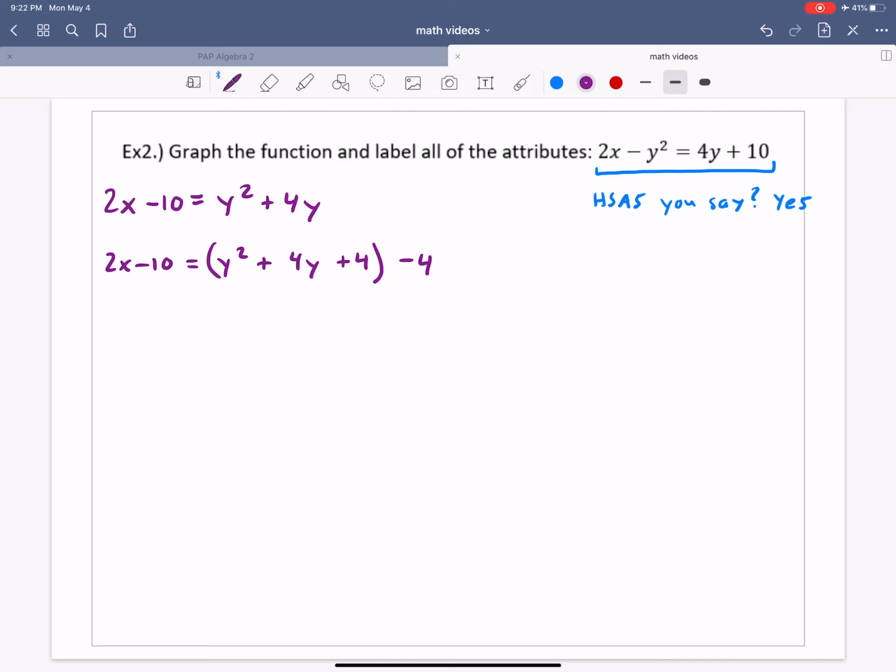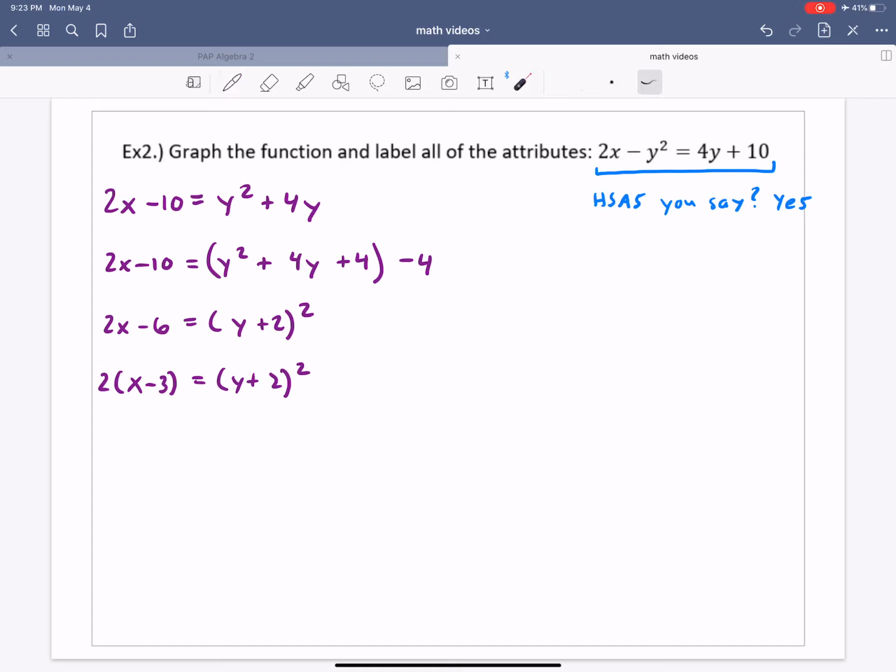So what we just did is we created a perfect square trinomial right here. Now, if I add 4 to the other side, I end up getting 2x minus 6 equals (y plus 2) quantity squared. Now, this looks a lot closer to what I want it to be, with one small exception. If you don't pay close attention, you wouldn't see it. If you look over here at 2x minus 6, I need to factor out the 2. So when I do that, I get 2 times (x minus 3) equals (y plus 2) quantity squared.